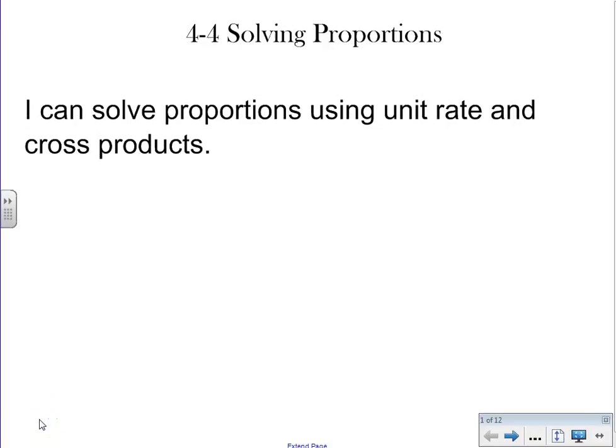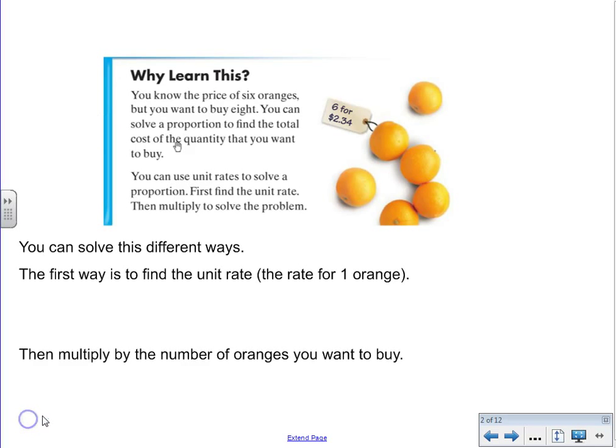Hi class, today we're going to be looking at Unit 2, Section 4.4 in our textbook called Solving Proportions. When we finish this, we should be able to solve proportions using unit rate and cross products. We've already been doing this, so really this is just a review of what we did in Unit 1. All this section is telling us to do is to try and solve proportions in two different ways.